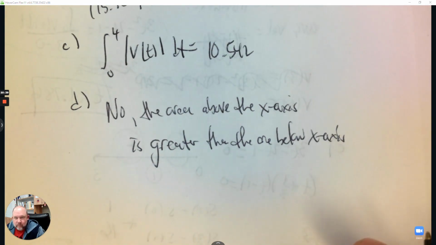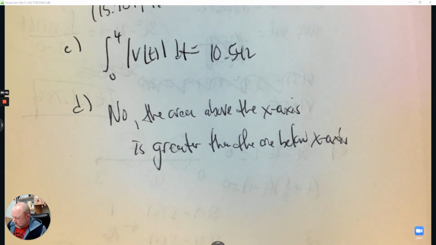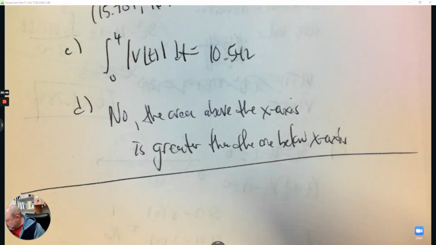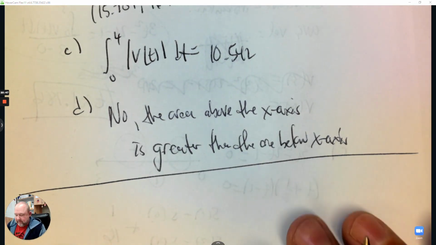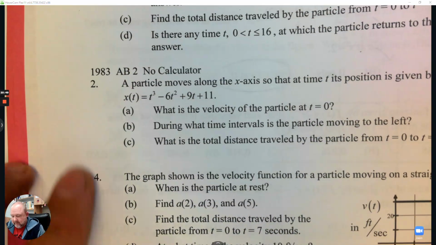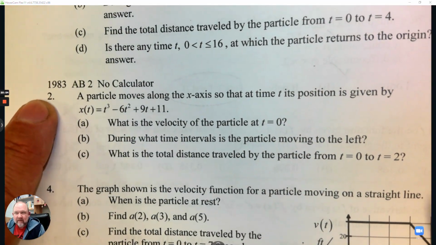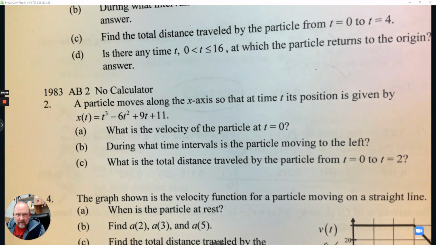All right, next one. This one's no calculator, so I'm putting it away. Number 2, from 1983. I was alive then, but I wasn't doing calculus in 1983, just want to let you know. I could have done it. I was smart enough, but just didn't do it.